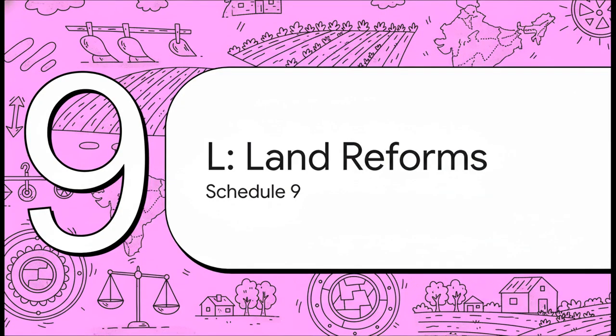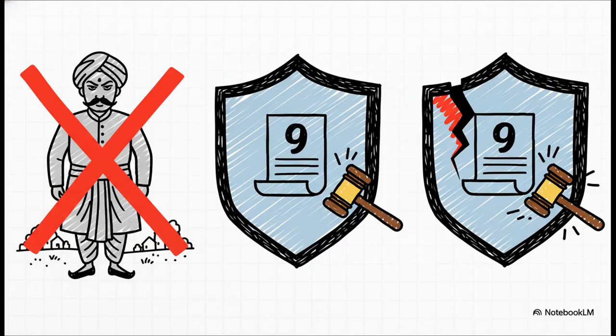Now we're on to the word old. The L here stands for land reforms. This one has a pretty cool backstory. It was actually the very first schedule added to the Constitution way back in 1951. The goal was to protect laws about land reform, especially abolishing the old zamindari system from being challenged in court. But here's the modern update. The Supreme Court has since ruled that these laws aren't totally immune anymore.